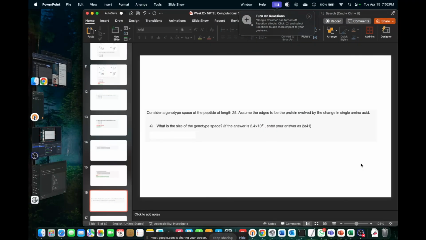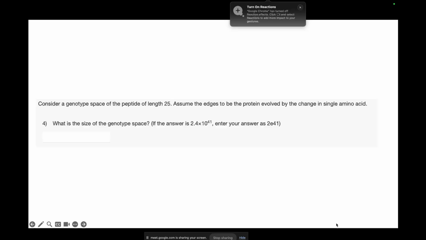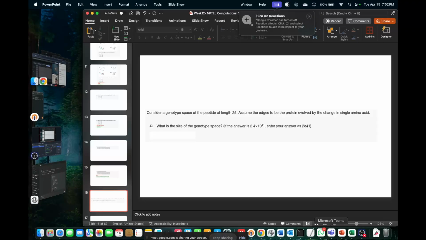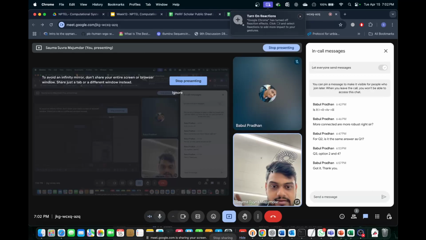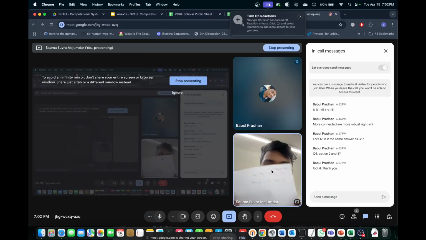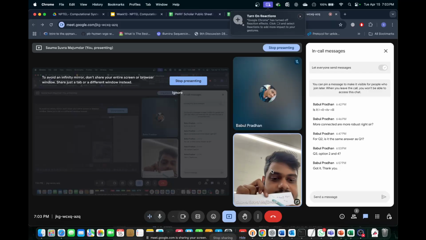Okay, let's discuss. It's not that difficult. So you have, if you can see it like this. Wait, I think it is opposite. Basically, I'll tell you. The length of each of the peptide is given as 25. Length of the peptide, right? 25.